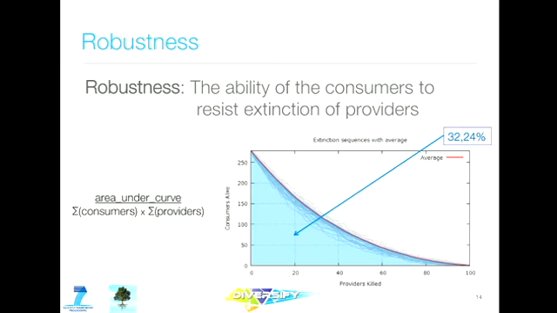If you look at this, the x-axis is the number of providers, and the y-axis is the number of consumers. At time 0, all consumers and providers are alive, and as you kill more and more providers, the consumers die. We measure the area under the curve. That is the normalized robustness index, telling us how well this network is doing and how resistant it is to any kind of perturbation.